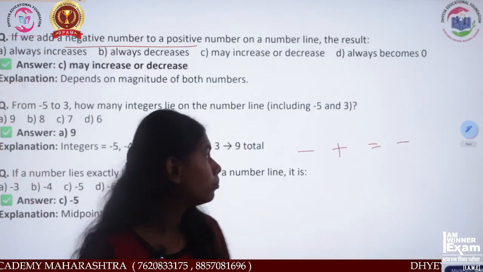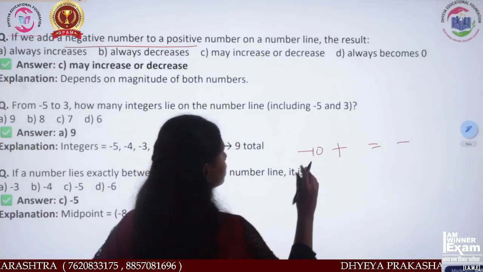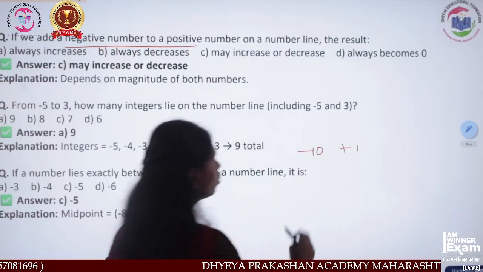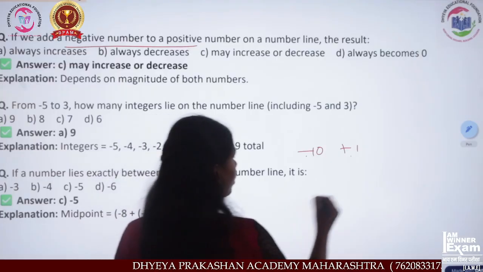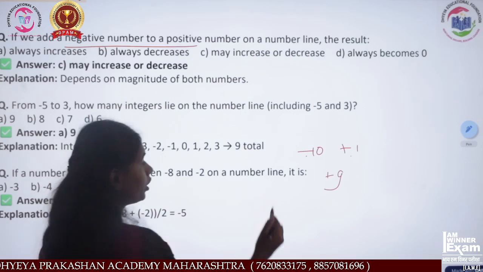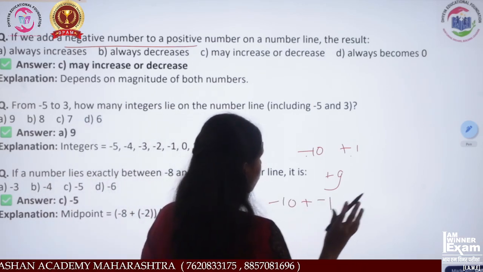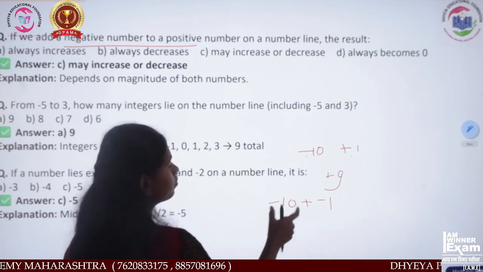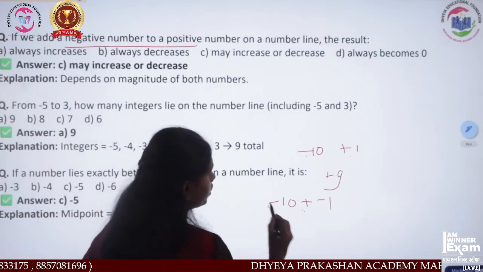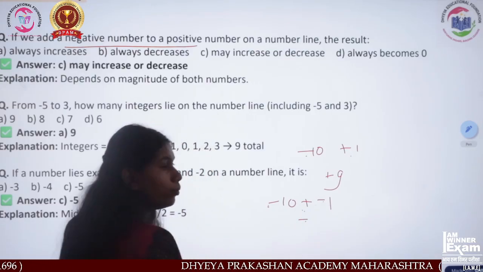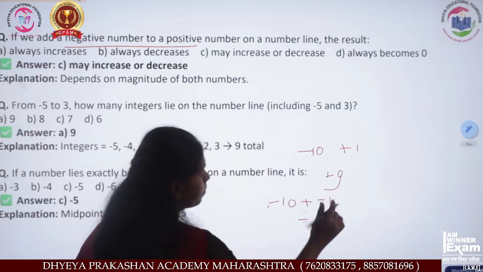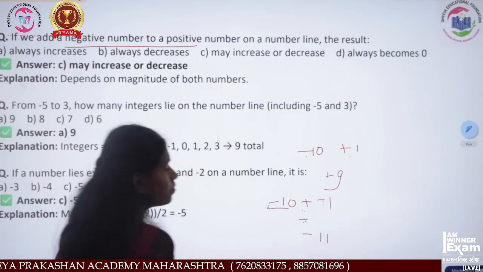If you take the numbers like this, minus 10 and plus 1. So plus minus, then here it will be 9. But which 9? It will be like plus 9. If you take minus 10 plus minus 1. Here plus minus will be minus, and minus minus will be plus. So you will get plus 11. But with which sign? That is minus 11.